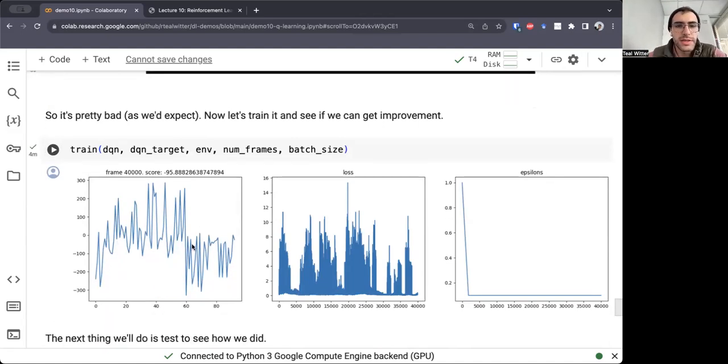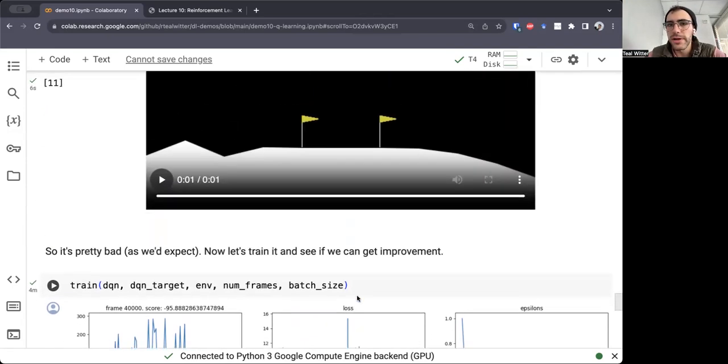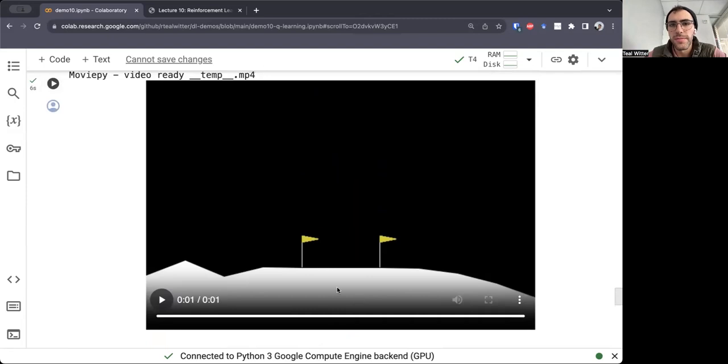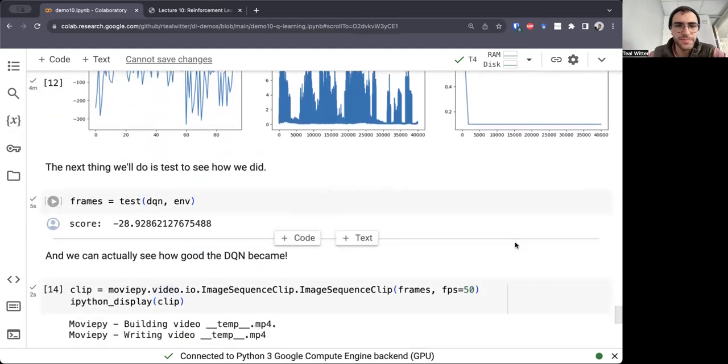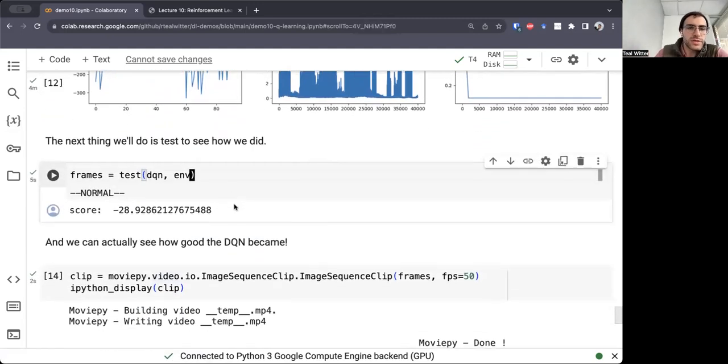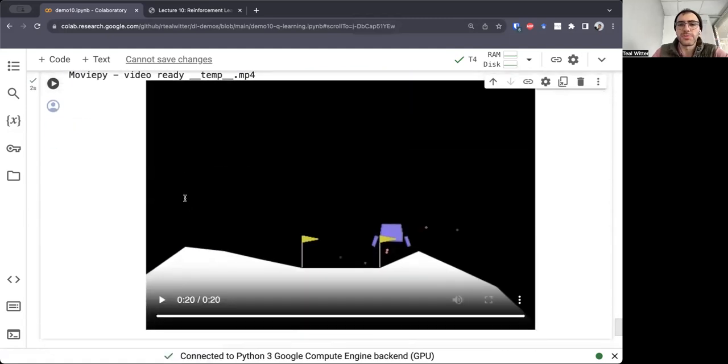We do this training process. The score, of course, oscillates randomly over time because this is a very sparse reward framework. We only get large positive reward if we land here, and we only get large negative reward if we crash or end up out of view. And then we can plot our decreasing epsilon value over time. We will test the trained environment, and then we can visualize this movie.